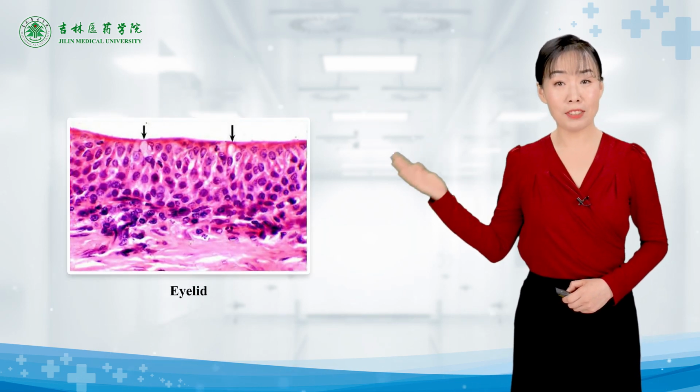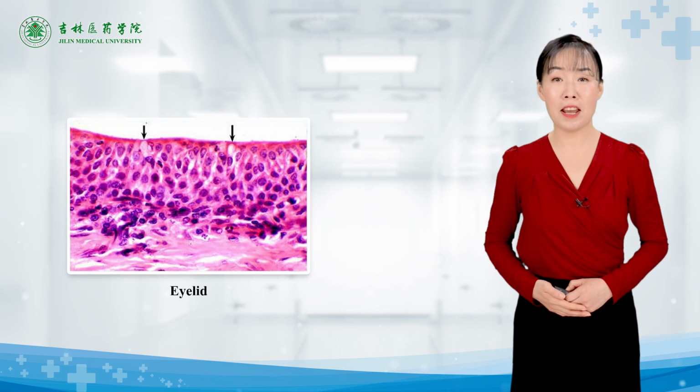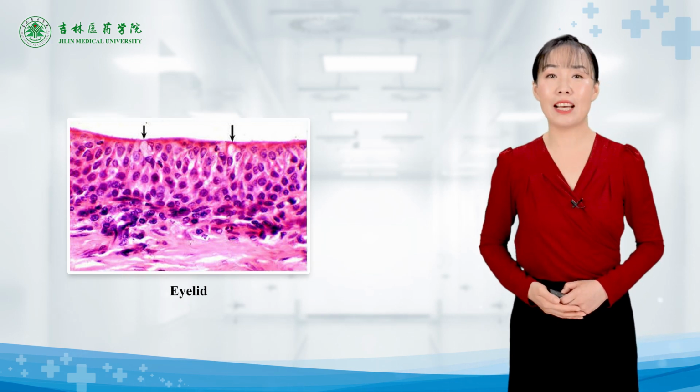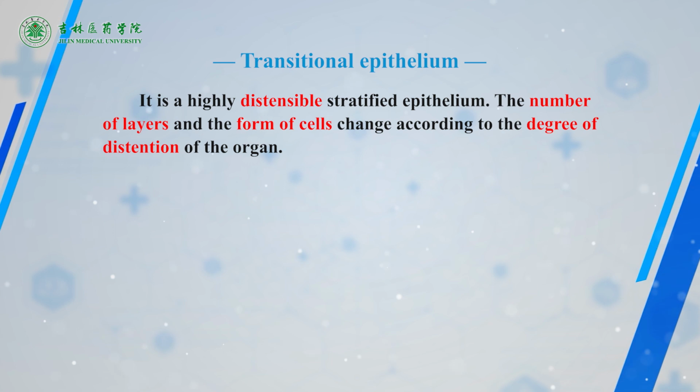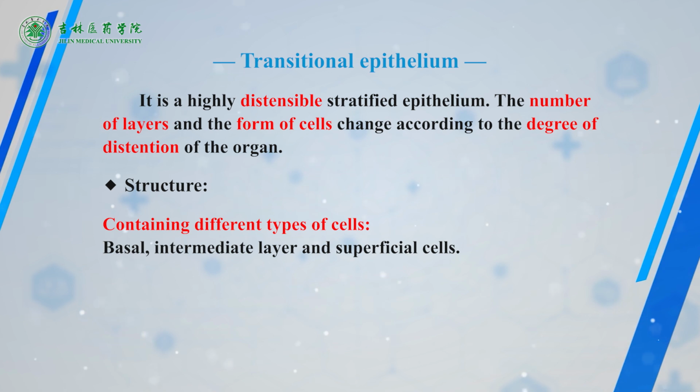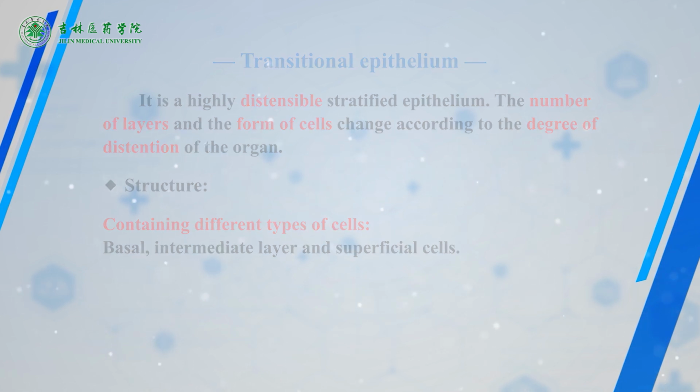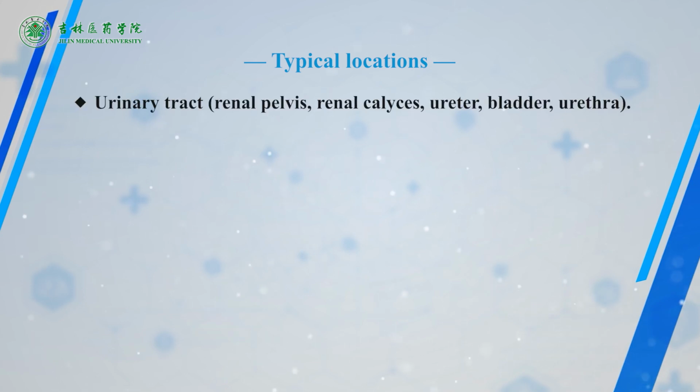This is the light micrograph of the eyelid. The square shows the epithelium. The arrow indicates the goblet cells. Transitional epithelium is a highly distensible stratified epithelium. The number of layers and the form of cells change according to the degree of distension of the organ. It is composed of basal, intermediate layer, and superficial cells. Transitional epithelium lines the urinary tract, such as renal pelvis, renal calyces, ureter, bladder, and urethra.